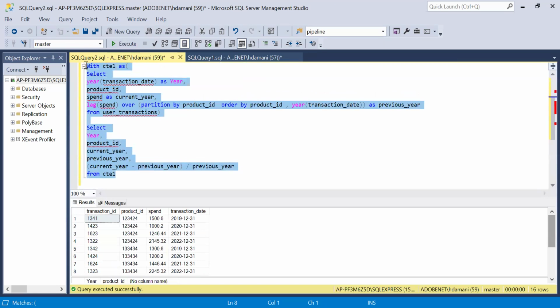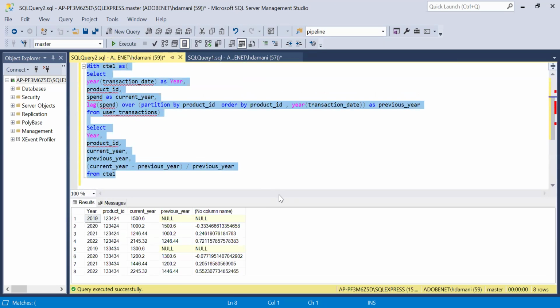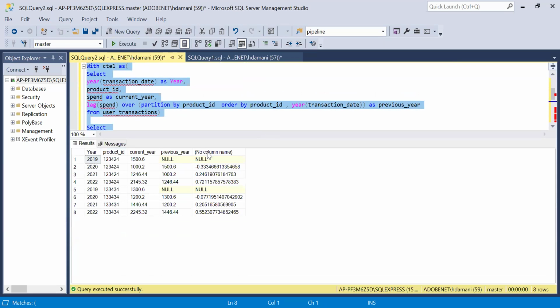Now I won't run the original table, right? So basically, as we can see, we have current year, we have previous year, right? And this is a change, let's say either growth or degrowth, basically. So this is a year over year change with respect to current year and previous year, right? So this is your year over year growth, right?